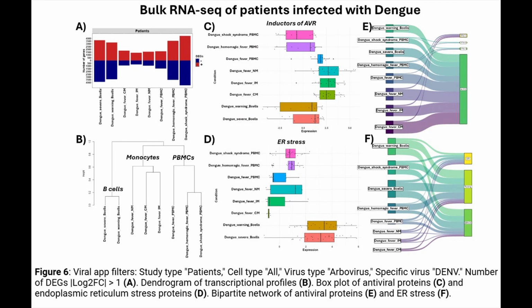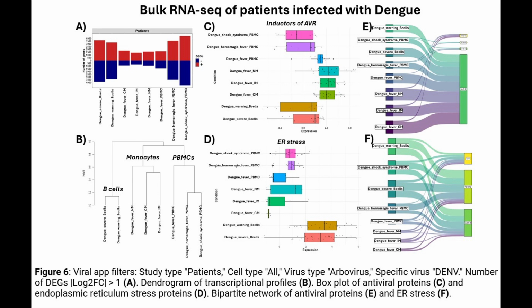From the second filter, focusing on dengue-infected patients, we can observe differentially expressed genes in the dendrogram, which shows cell clustering according to cell type. For example, a box plot shows that the antiviral response in monocytes and PBMCs is induced, while in B cells and PBMCs from severe dengue patients, this pathway has lower induction.